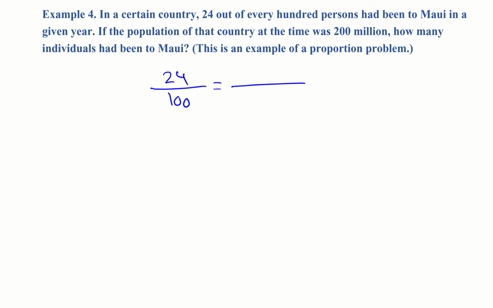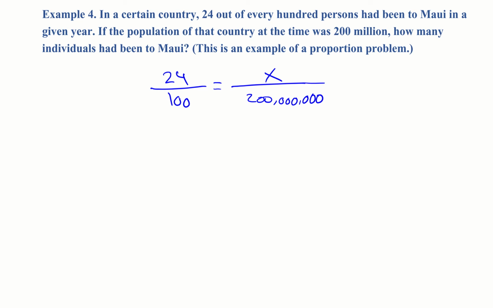So now we want to increase the sample size to the population of the country. So we're going to have 200 million, and we want to know how many would have gone to Maui. The way you say it is, if out of 100, 24 went, then out of 200 million, how many went? So it's just a simple proportion. Or you say 24 is to 100 as how many is to 200 million. So now we just have to solve this simple proportion.